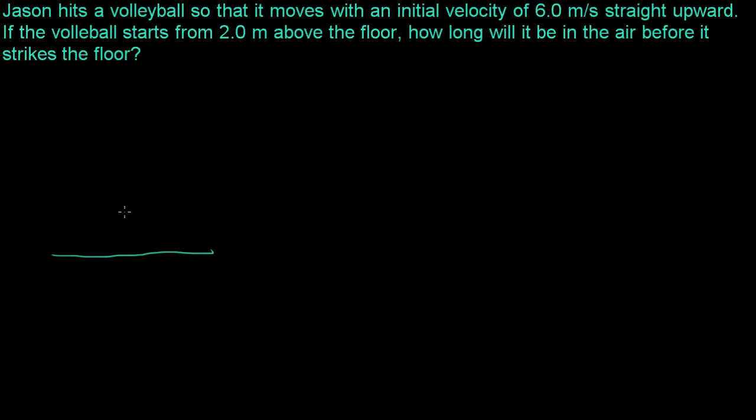So I've got a volleyball, and we've got a guy, and he hit it, and the guy's going to be invisible. So we got a volleyball, and it's hit straight up with an initial velocity of 6 meters per second. So we have an initial velocity. Okay, and then let's just think about, before we go on, what's going to happen to this ball? Well, it's going to go up, and then it's eventually going to stop going up, and it's going to come back down, and it's going to hit the ground.